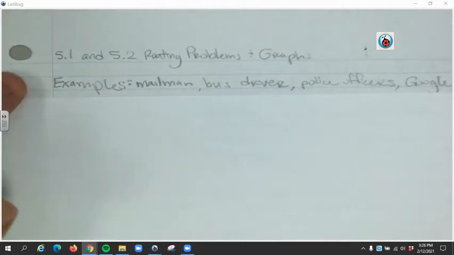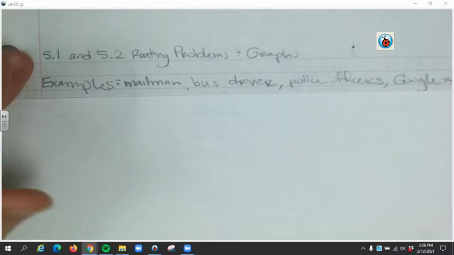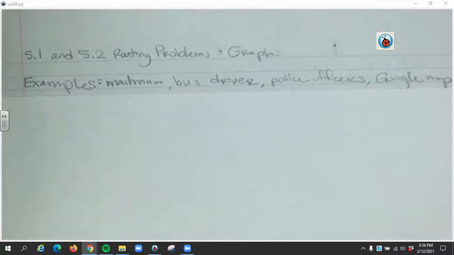For example, a mailman would use it, trying to figure out their different routes. A bus driver would use it, going from one destination to another. Police officers have to use routing problems when they're navigating through a neighborhood or figuring out high crime areas. If you drive for Google Maps, you have to know where to drive your car. So these are all examples of routing problems.